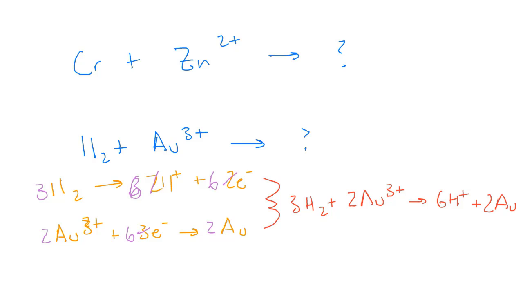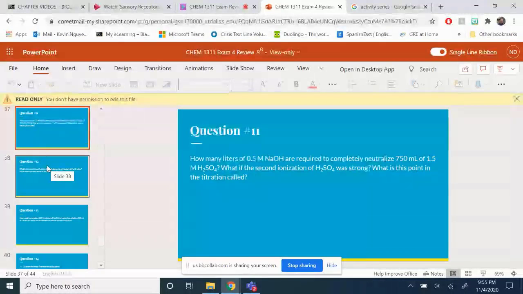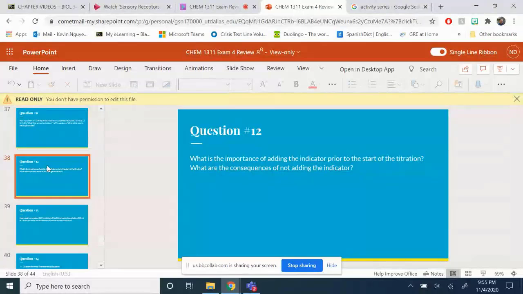Okay, if there's no other questions, I think we can do one more if everyone's still willing. Go ahead and share my screen real quick. Okay, number 12 is a conceptual one. So let's go through this one really quick.